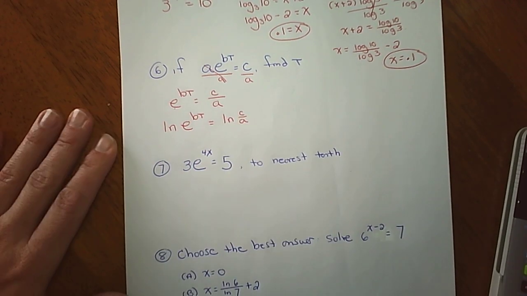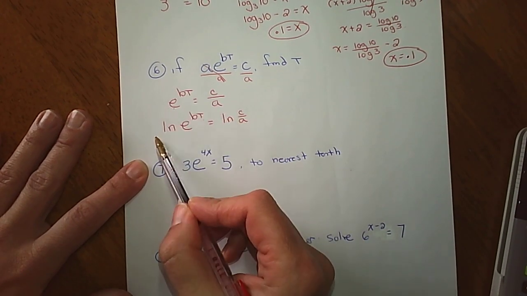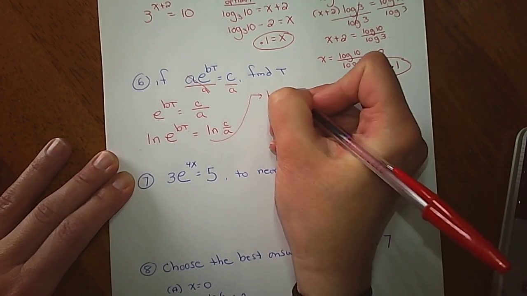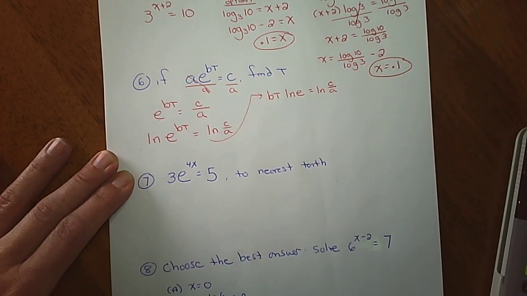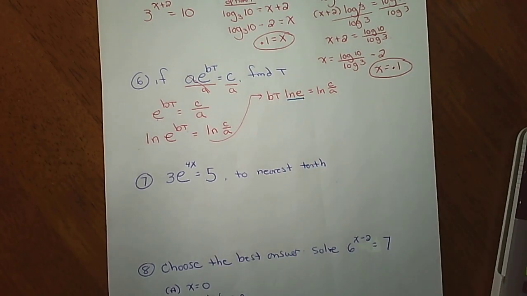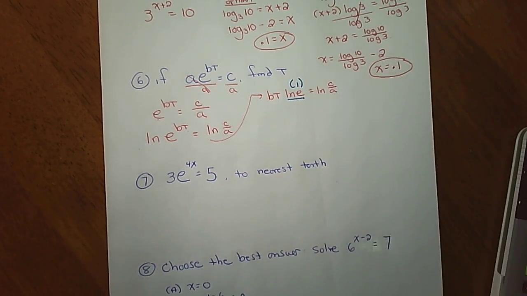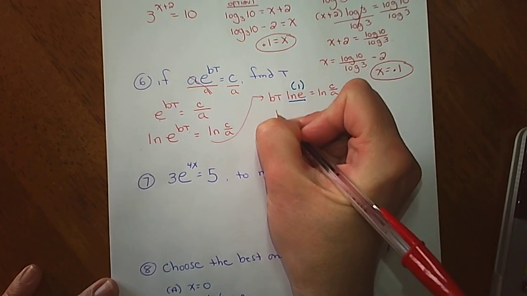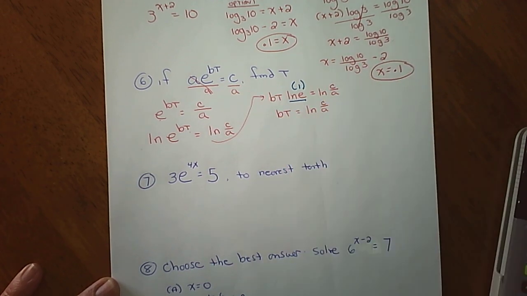Like that. Okay. Now, when we do logs, anytime we have an exponent, it's going to fall down in front. So I'm going to bring this up here. So the bt falls down in front. Natural log of e equals the natural log of c over a. Now, a few minutes ago, I mentioned anytime you see this, what's that the same as? That's the number 1. So anytime you see the natural log of e, it's going to become the number 1. So this becomes bt equals the natural log of c over a.